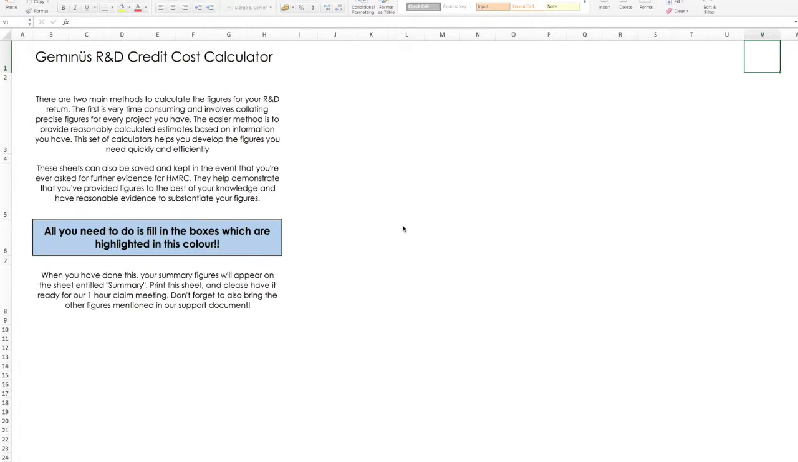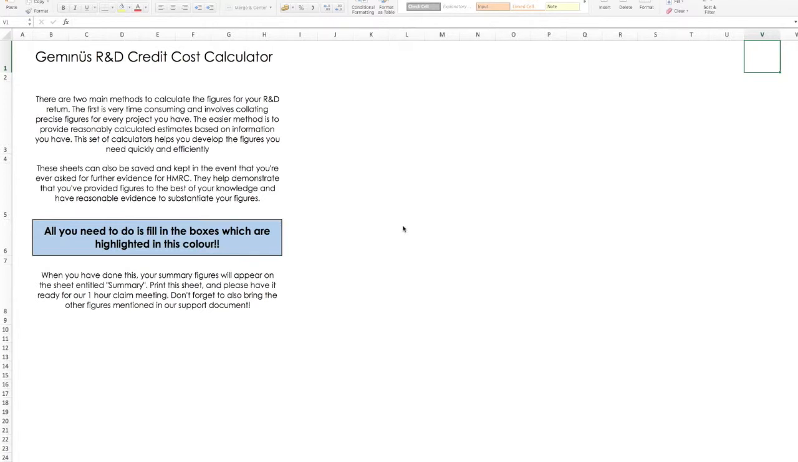So the spreadsheet serves two purposes. Firstly, it helps you prepare the data in a format we need to make the claim meeting as quick and as efficient as possible. It actually has quite a few purposes, to be honest. The second purpose is to allow you to identify projects and activities that you may want to discuss with us to find out if we think they're eligible or not.